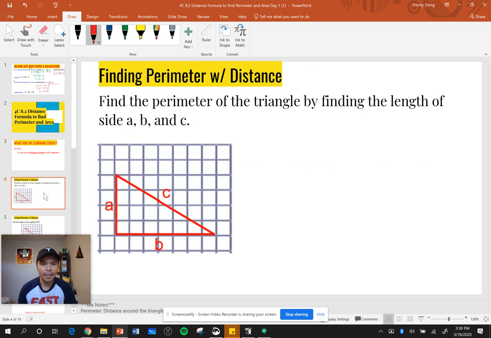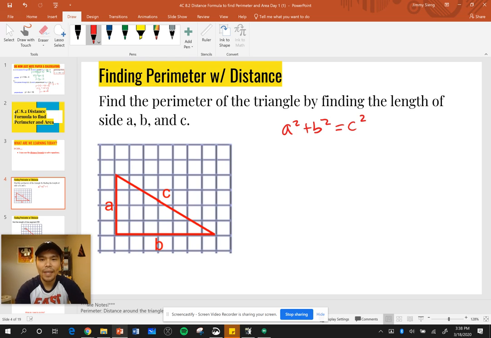Use that equation. Okay, so if I have this scenario, I need to find the perimeter of this triangle. We need to do that by finding the lengths of sides A, B, and C. Remember, the perimeter of anything is the distance around it, right? So if I look at this right triangle, I just need to find the distance of A, the distance of B, and the distance of C. Well, looking here, that's a right triangle, so we are definitely going to use our a squared plus b squared equals c squared. That's our right triangle Pythagorean theorem, okay?